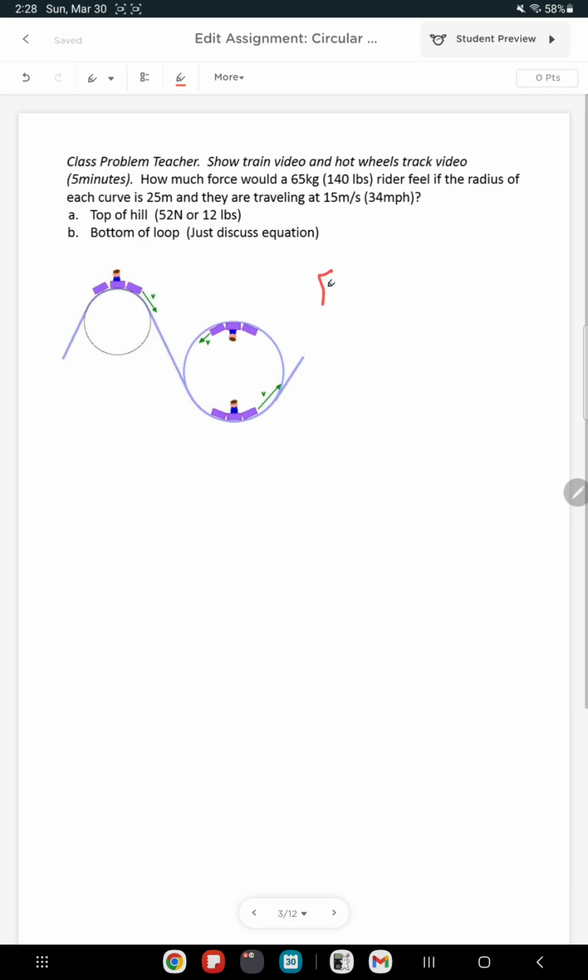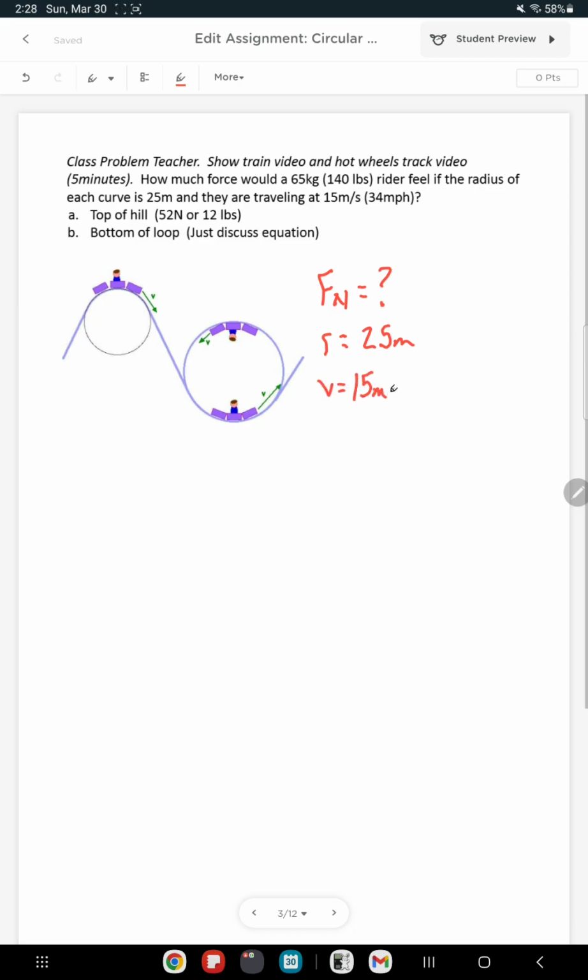The force you would feel is what we would call the normal force. That's you interacting with the track. The radius of these curves is about 25 meters, and you're traveling around 15 meters per second.